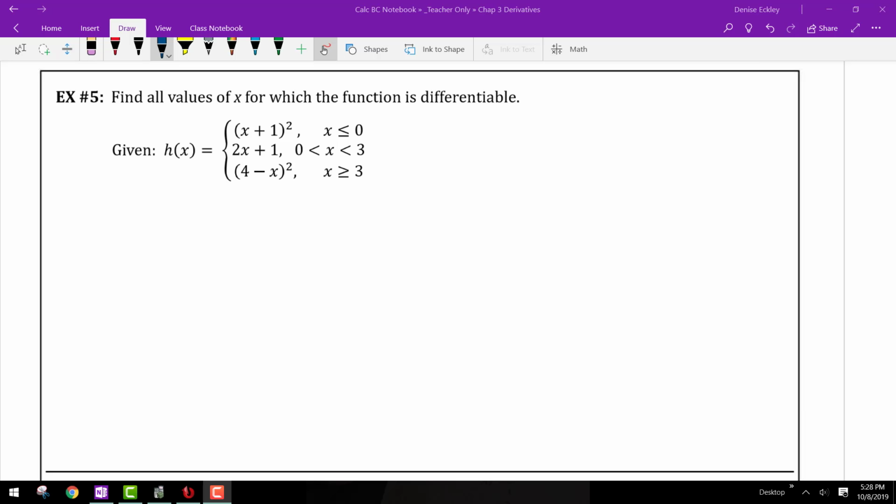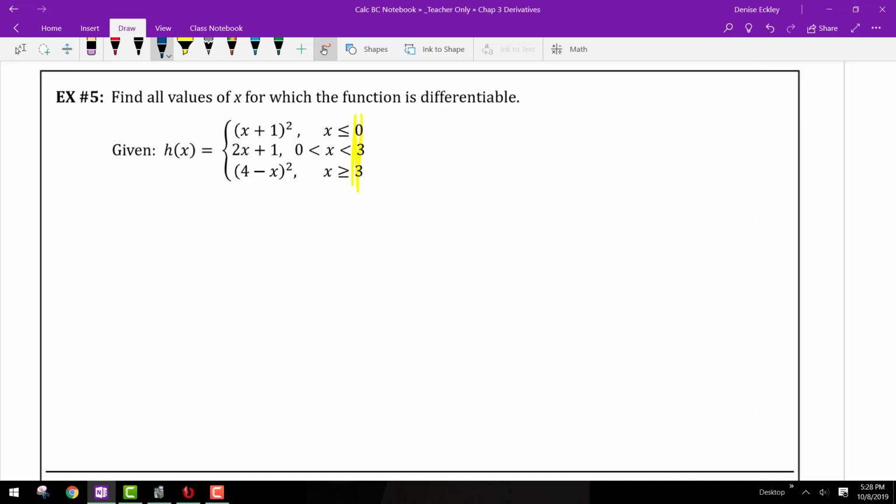This is video 2 of Unit 2, Lesson 4. We're starting at example 5. Find all the values of x for which the function is differentiable. So we need to look at where the breaks are in the piecewise function, because that's where we would have the breakdown of maybe a cusp or a jump discontinuity or something like that. So that's where we want to look.